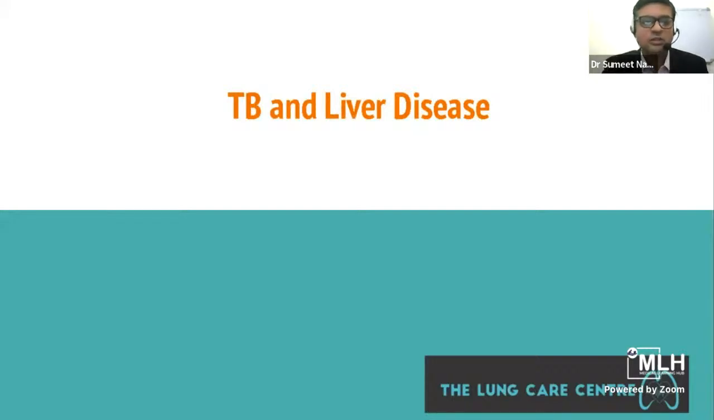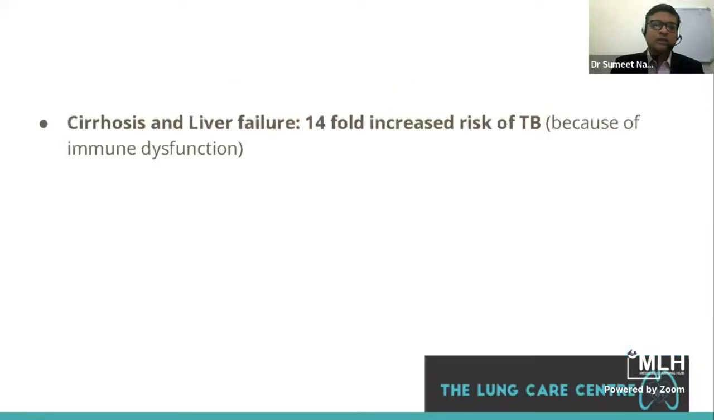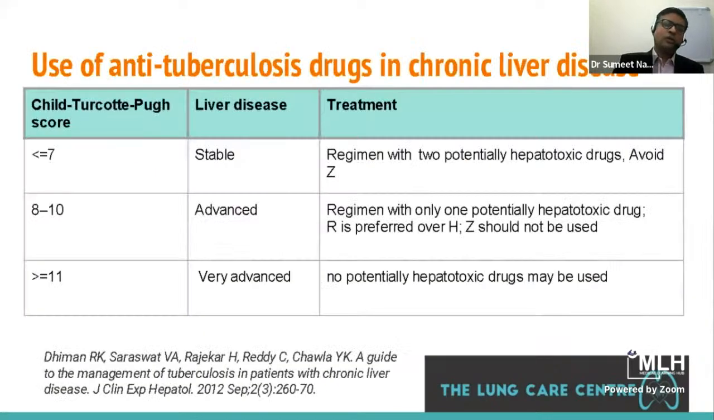Coming to some information about TB and liver disease. Cirrhosis and liver failure patients have a 14-fold increased risk of tuberculosis because of immune dysfunction. So for guiding anti-tubercular therapy in these patients, we need to look at their CTP score.